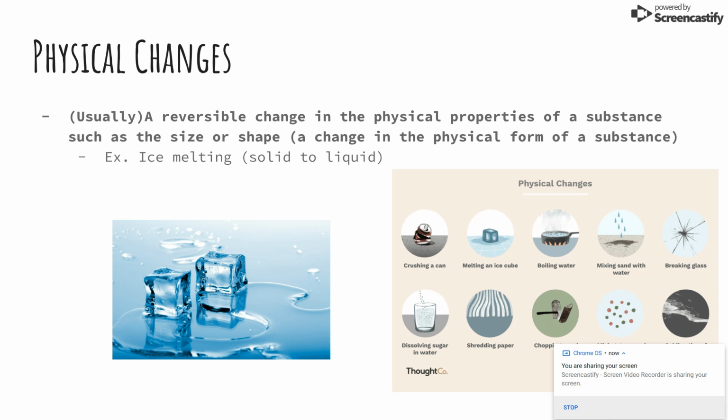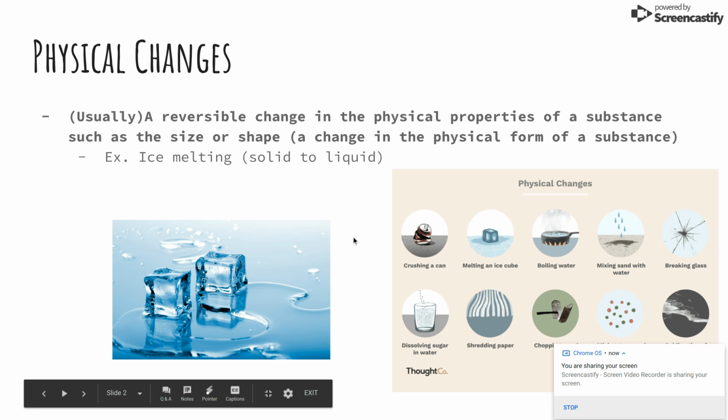A physical change is usually a reversible change in the physical properties of a substance, such as the size or shape. Basically it's a change in the physical form of the substance, like solid to liquid, liquid to gas, stuff like that. An example of this is ice melting, because it's a solid to a liquid. As you can see in the picture right here, you can see some ice melting, in case you didn't know what that looked like.